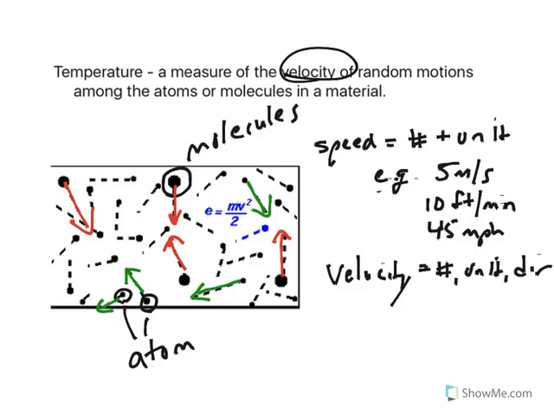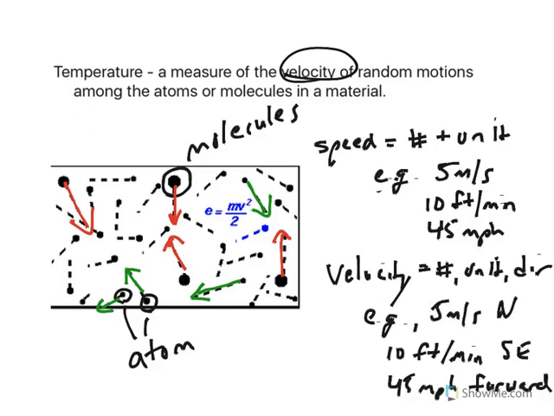Velocity, on the other hand, is the number plus a unit and a direction. So the difference is with velocity, you have to include the direction. And examples would include 5 meters per second and the direction might be north, or 10 feet per minute and the direction would be southeast, and 45 miles per hour in the forward direction.